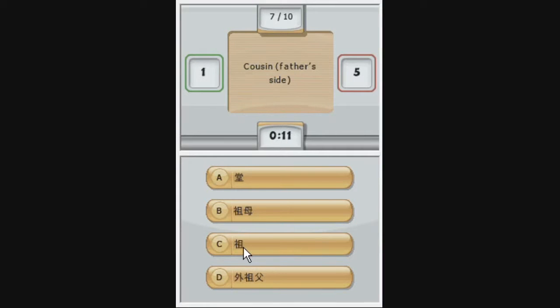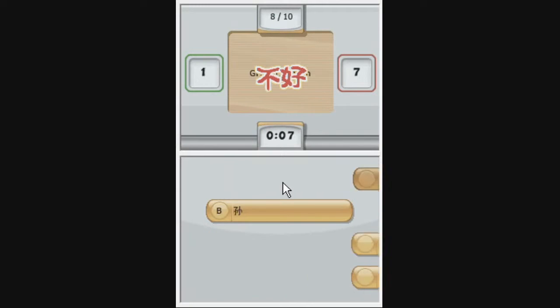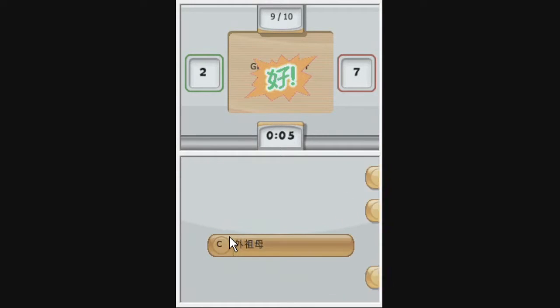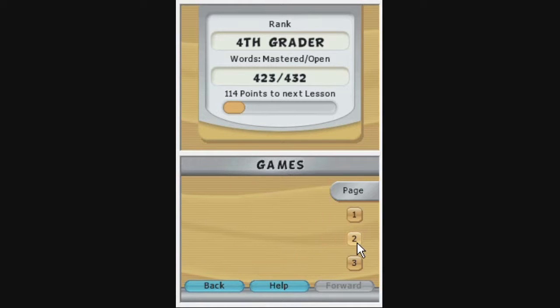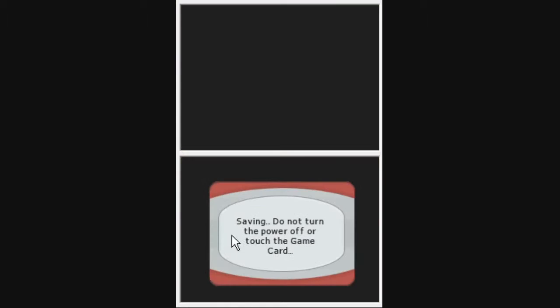That's the little one. That's grandfather, maybe? 外祖母. Why, Zoom, for whatever that word was. Now this side, there we go. Okay, back to flashcards.